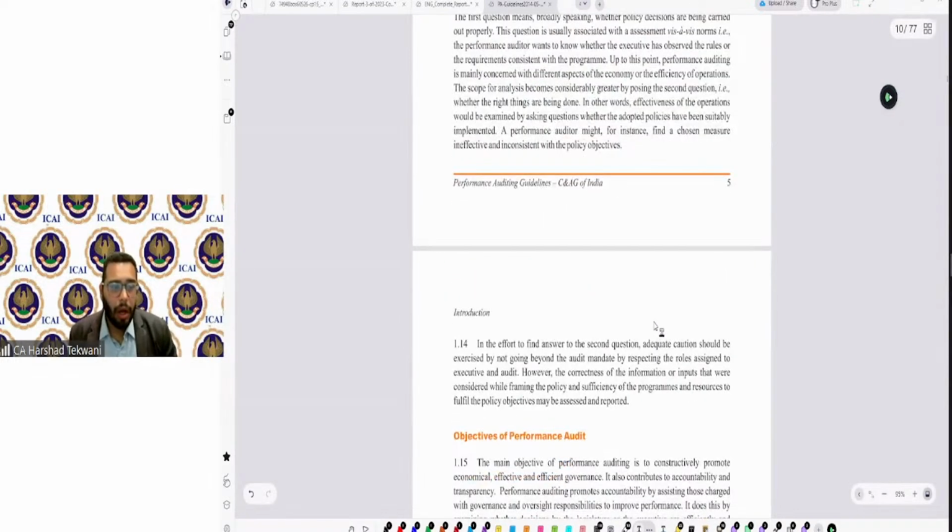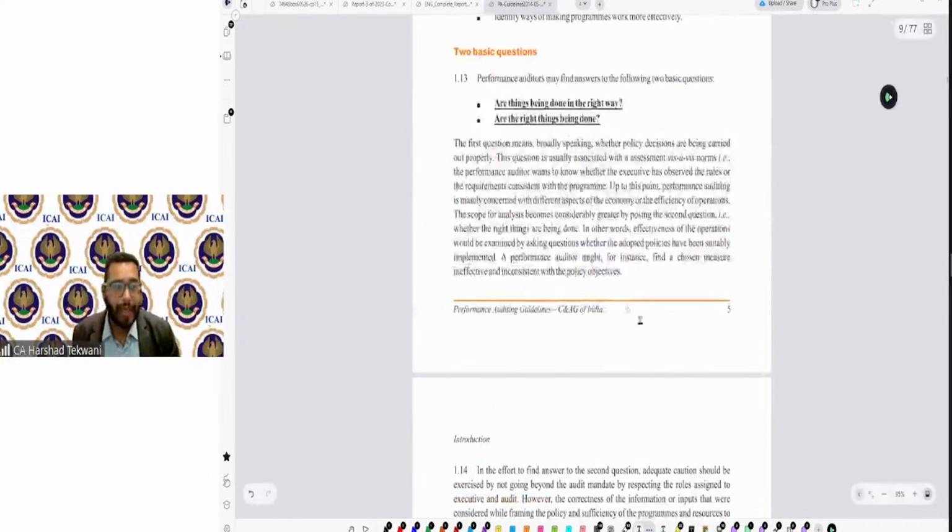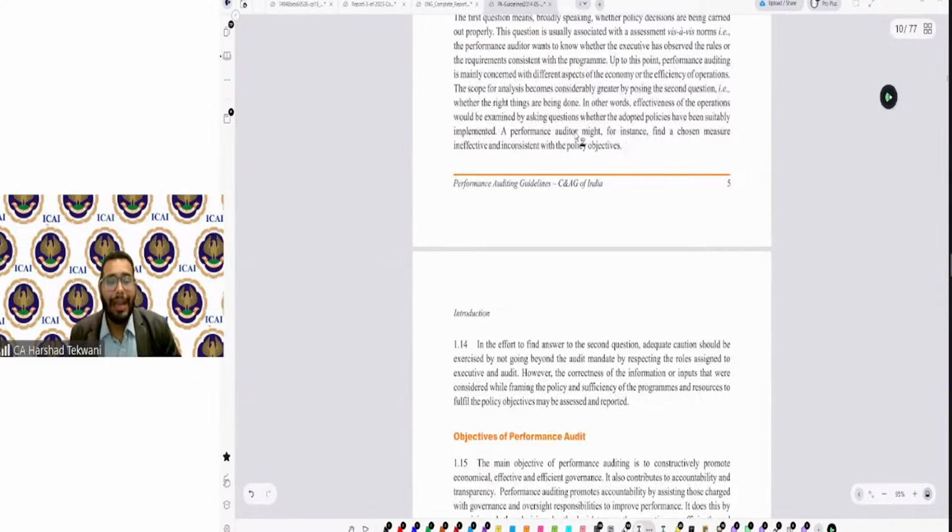While auditing the second question, that is, are the right things being done, an auditor has to always keep in mind what the scope of the audit was. Caution should be exercised by not going beyond the audit mandate, respecting the roles assigned to the executive and the audit.